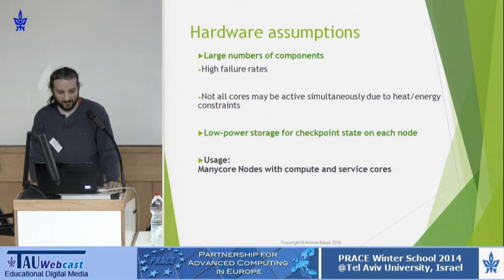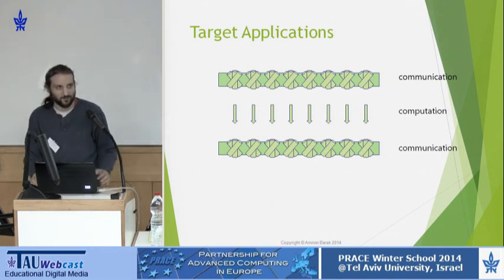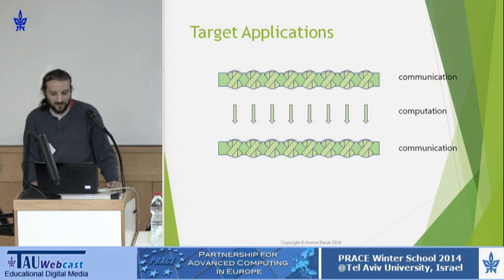So the usage is indeed many cores, many nodes with compute service nodes. The targeted application that we look at is MPI based. You have a stage of communication, usually in the beginning. Then you have a stage of computation where all the nodes do the computation that is needed. And in the end, there is another stage of communication. And this goes in circles until the job finishes.